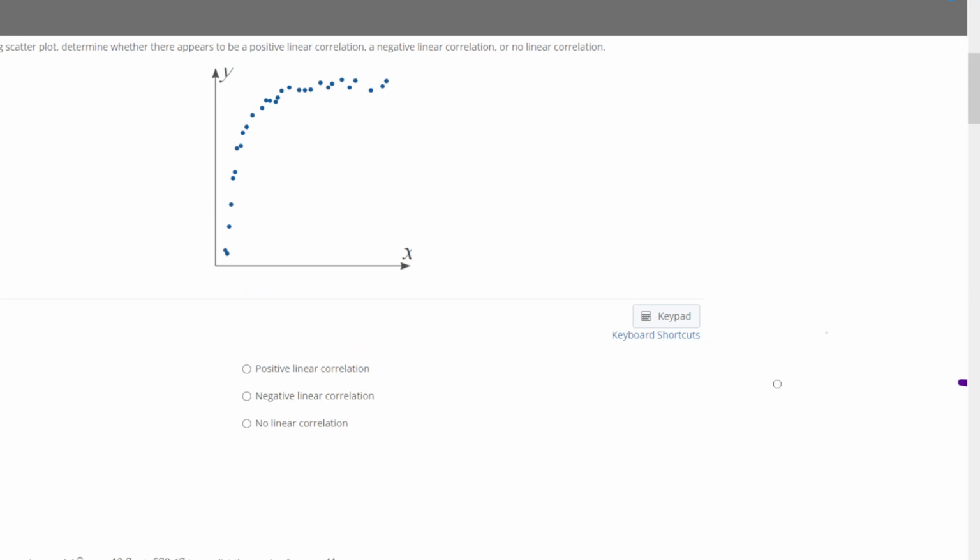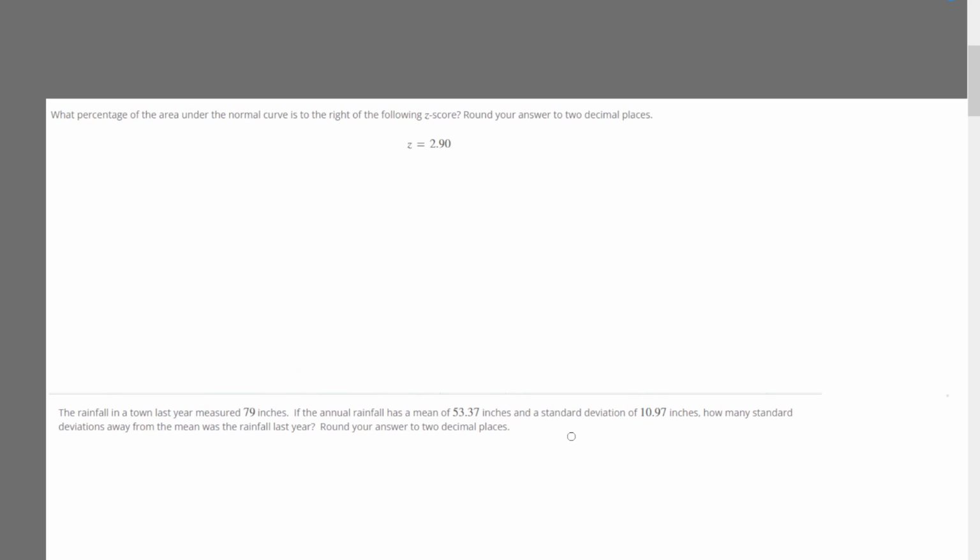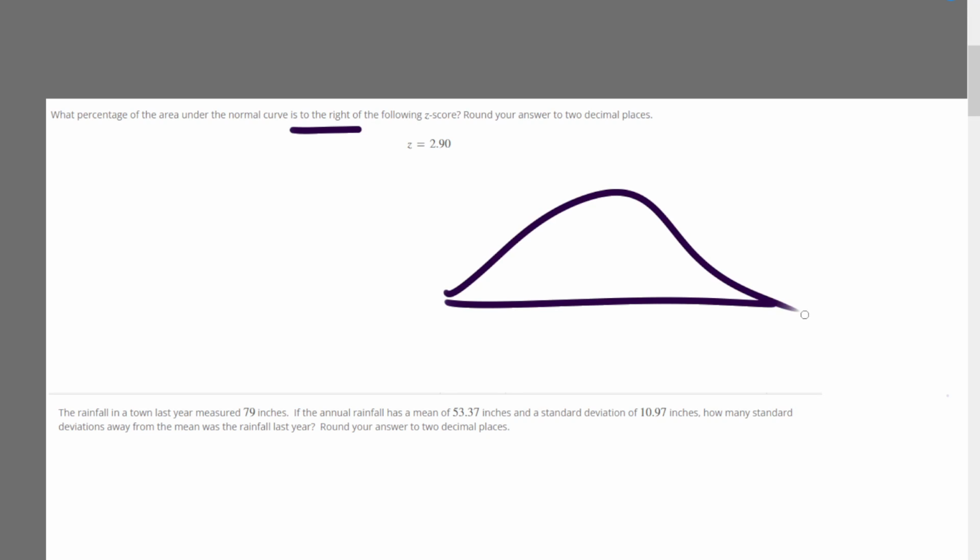Now we'll hop into examples. Okay, so this is saying what percentage of the area under the normal curve, so that means that the distribution is according to the empirical rule, it's standard, under the normal curve is to the right of the following z-score. So we have our curve, and we have our z-score, which is 2.90. We'll say that's right there. Well, it'd be like right here.